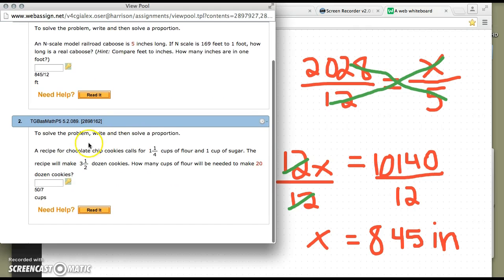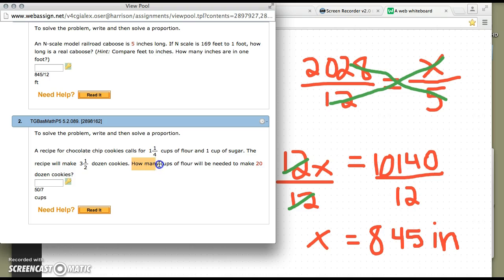All right. So let's take a look at the next part of the problem. It says to solve the problem, write and then solve a proportion. A recipe for chocolate chip cookies calls for 1 1/4 cups of flour and 1 cup of sugar. The recipe will make 3 1/2 dozen cookies. So how many cups of flour will be needed to make 20 dozen cookies?